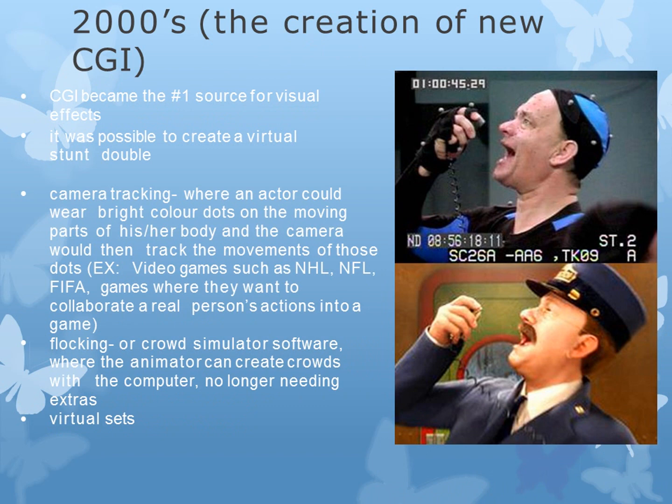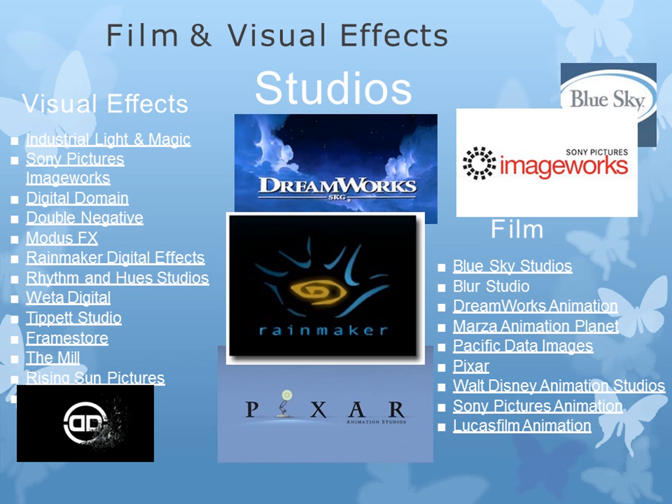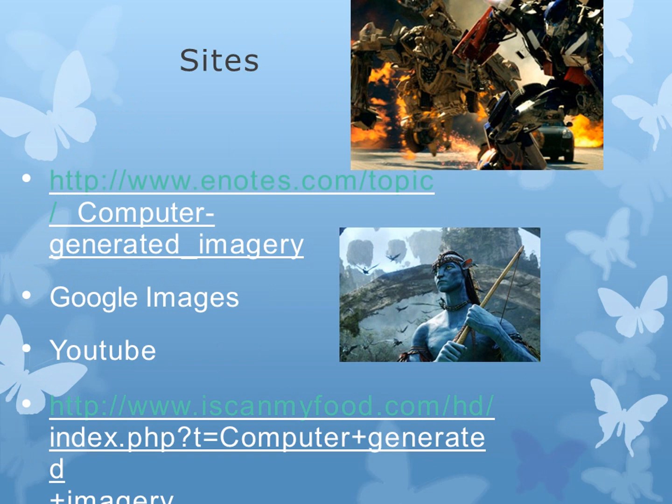Then when we see the 2000s, with the creation of new CGI, CGI becomes the number one source for visual effects. It was possible to create a virtual stunt double, camera tracking, flocking, virtual sets, etc. And these slides show the behind the scenes of the Avatar movie and how the virtual cameras were used. And these are the films and visual effects industries that use computer graphics, animation, etc. And these are sites where you can browse lots of information about computer graphics.